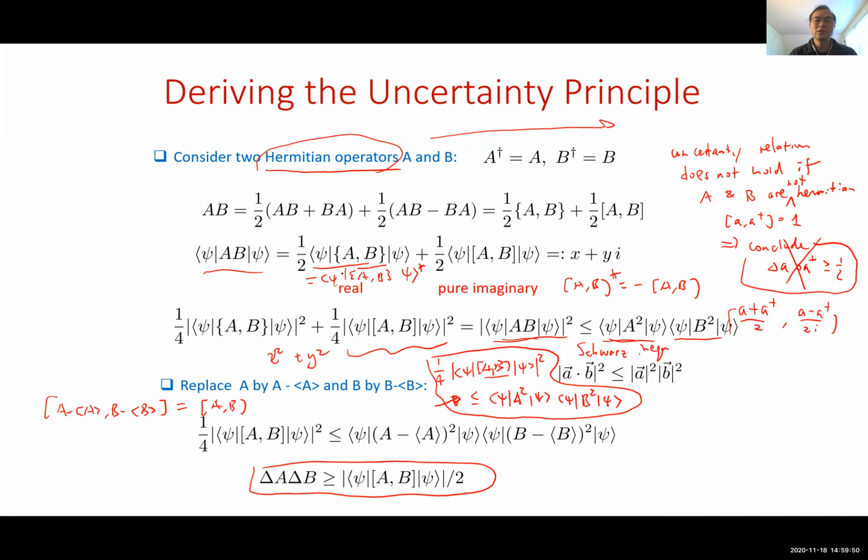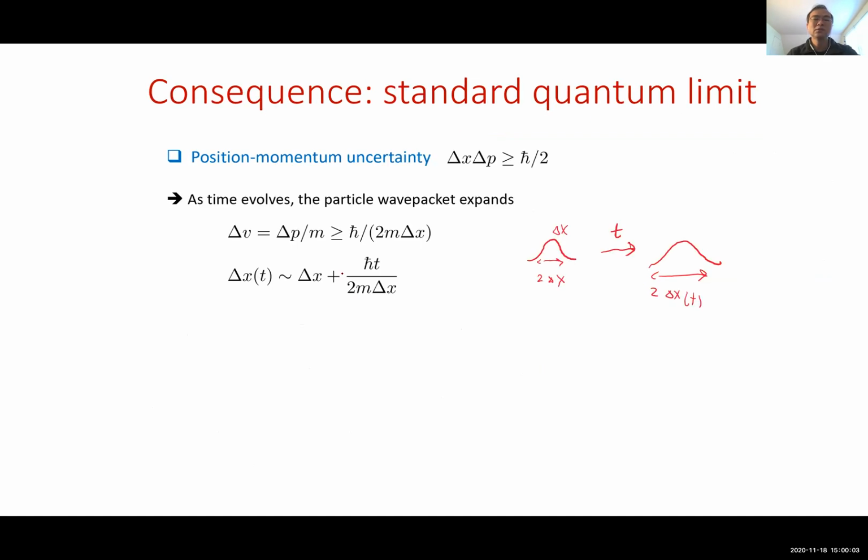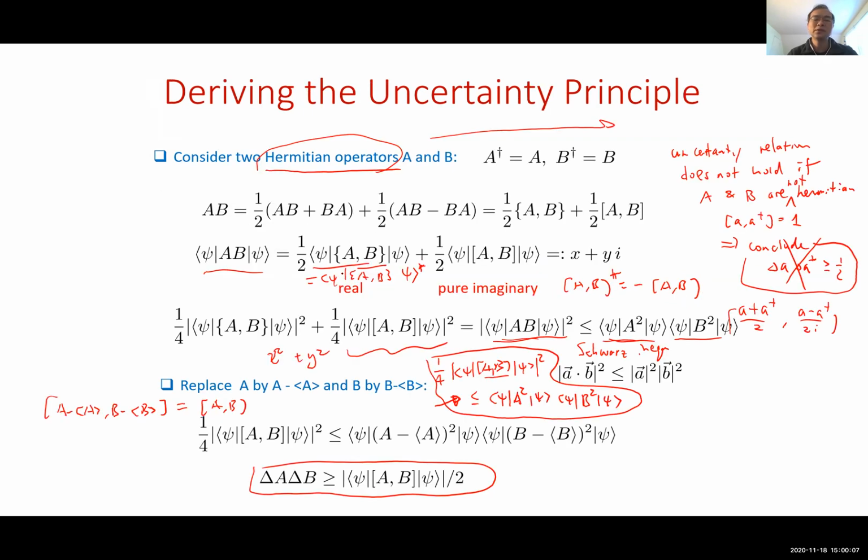Okay, this inequality is probably one of the most important in quantum mechanics. It's probably one of the first few equations that you learn about quantum physics. Okay, any question on the derivation? Okay, this is not how Heisenberg derived it. This is a more modern way of deriving the uncertainty principle.